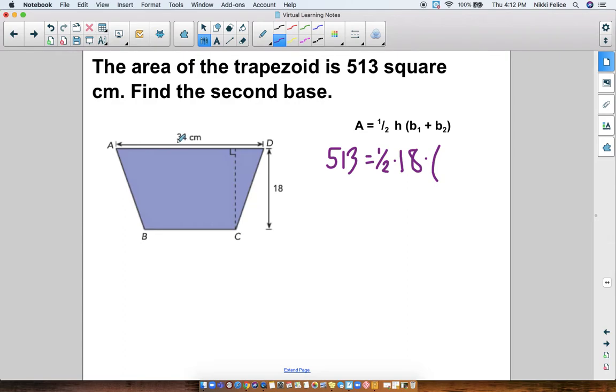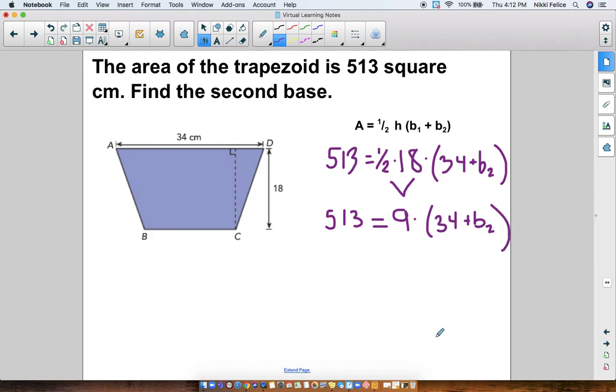Times, well, I only have one of the bases. So I only have 34. I don't know what base 2 is yet, so I'm just going to leave it plus base 2. Okay, so let's start combining what we do know. I could multiply 1/2 times 18 and combine that. What's half of 18? It's 9. So let me rewrite this. 513 equals 9 times the sum of 34 plus base 2.